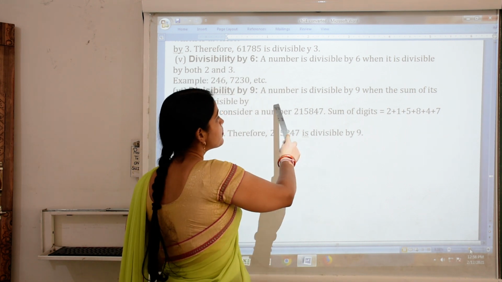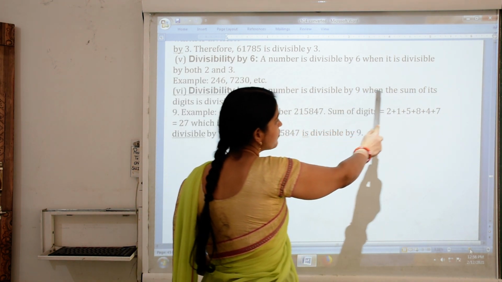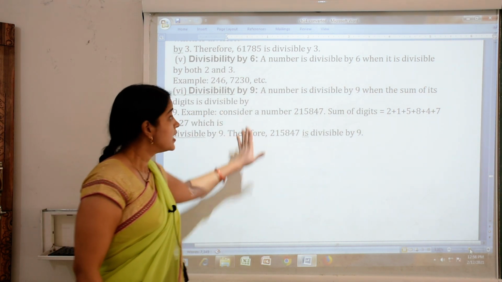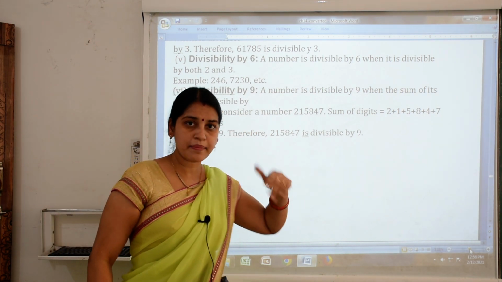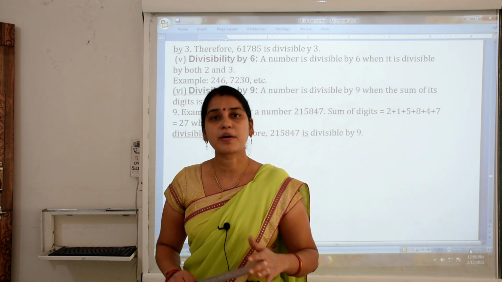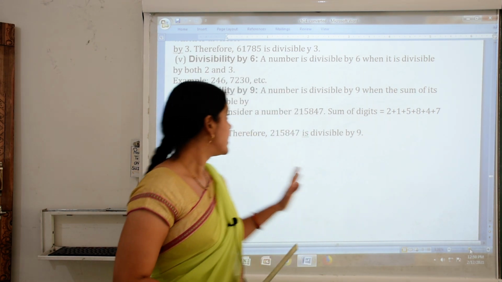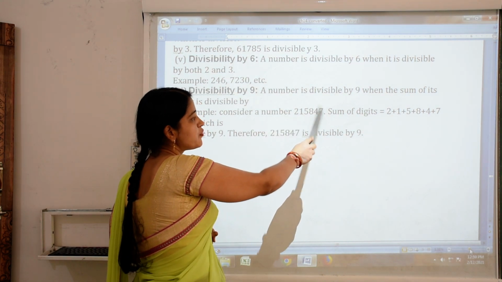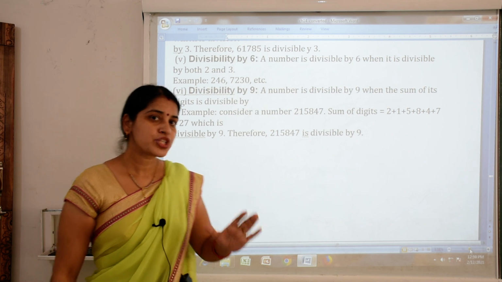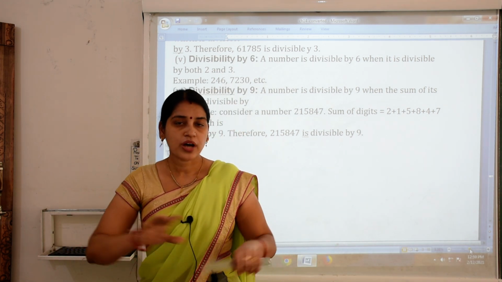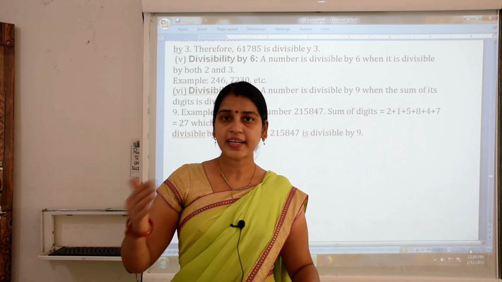Now a number is divisible by 9 when the sum of its digits is divisible by 9. Divisibility by 9 is same as divisibility by 3. इसमें भी क्या करना है आपको? Sum of all digits. Like here you have given these digits 2, 1, 5, 8, 4, 7. अब आपसे पूछा गया है कि this number is divisible by 9 or not. तो आपको इसको divide करके नहीं देखना है.